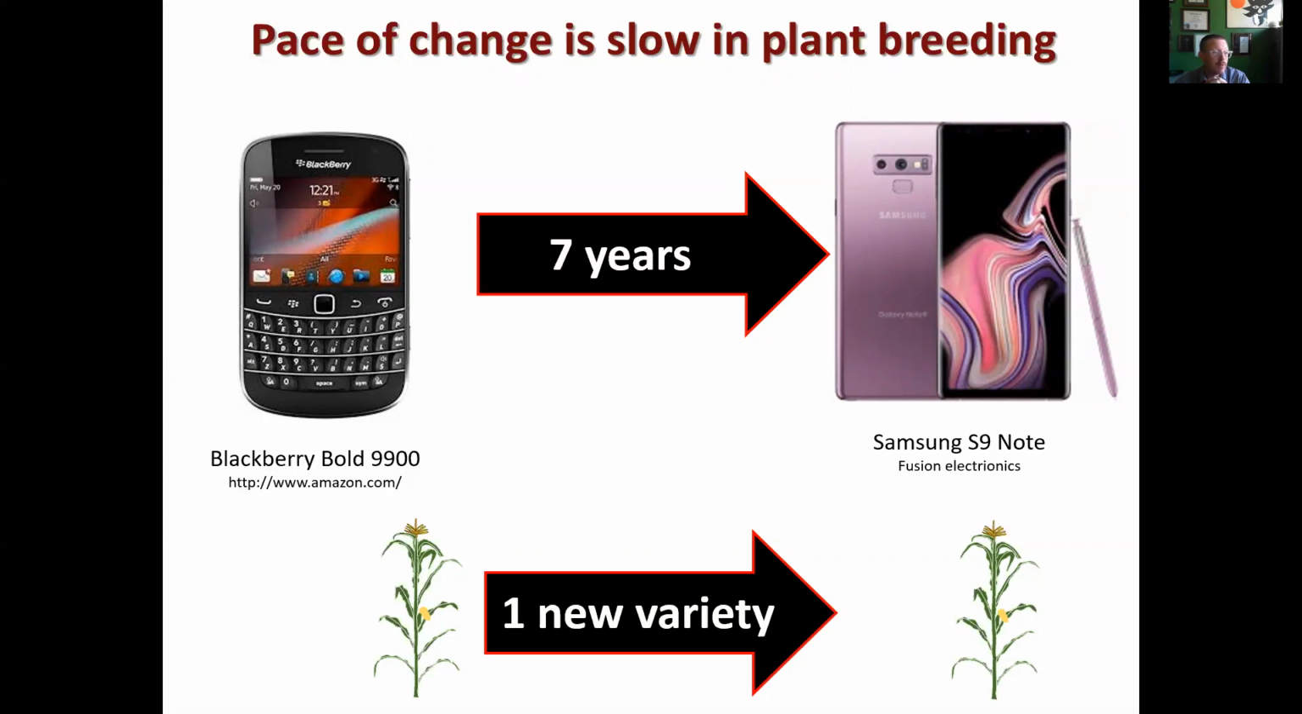And for a long time, people believed that genetic markers could help us do that. So for those of you who aren't plant breeders, I'll just point out that in 7 years, we went from something like the BlackBerry to the Samsung S9 Note. And as a Samsung fanboy, I'm going to put that up there. But if you're an iPhone user, I'm sure you can find a similar dramatic transition. In that same period, most optimistically, we might go to one new variety. Okay, so it takes 7 years in terms of the breeding process to develop a new variety of corn. So we're looking for tools to expand that.